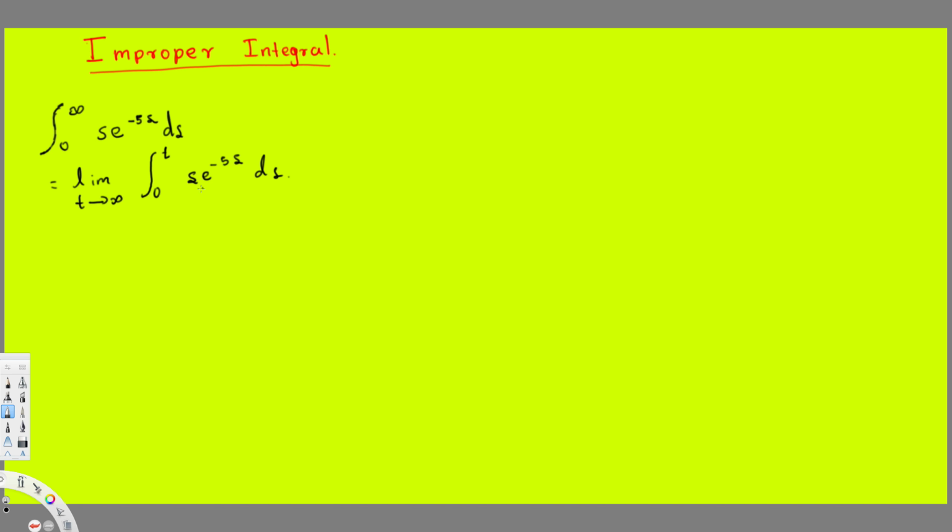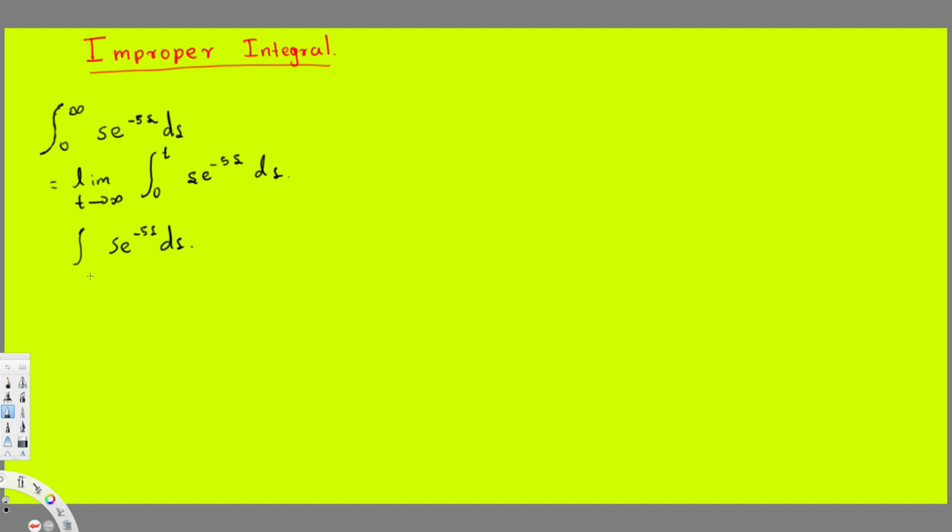Then what we do, we try to integrate this one. There are many ways we can do this, but let's choose the best way. In this case it seems like integration by parts works best, so let's choose that one. So let's see. Okay, we have this one right here, integral of s e power minus 5 s ds.